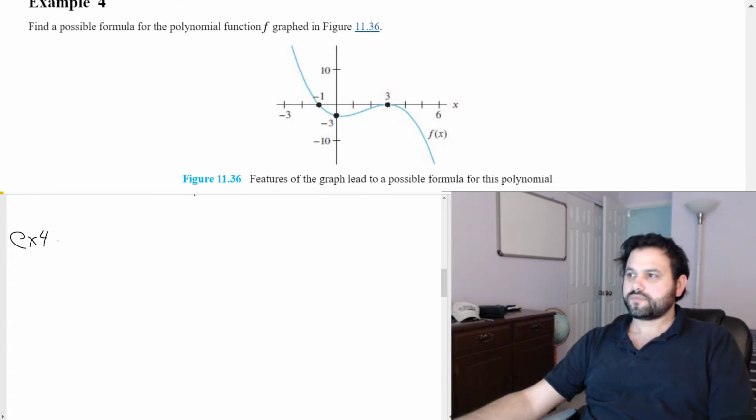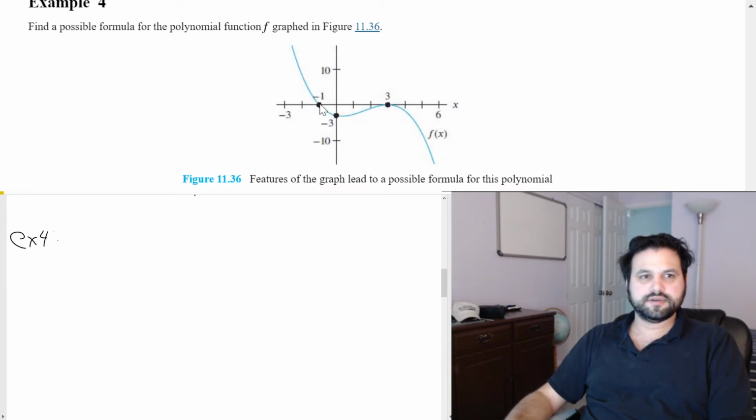So, what do we see? What do we see here? I see a 0 at -1. I see a 0 at +3. And I see a y-intercept of -3.